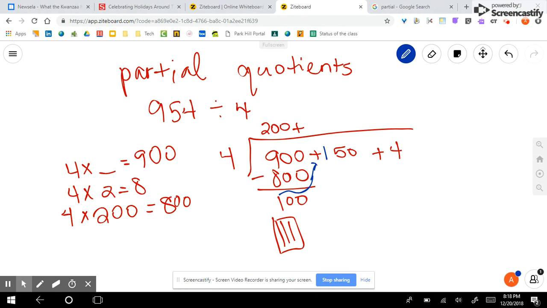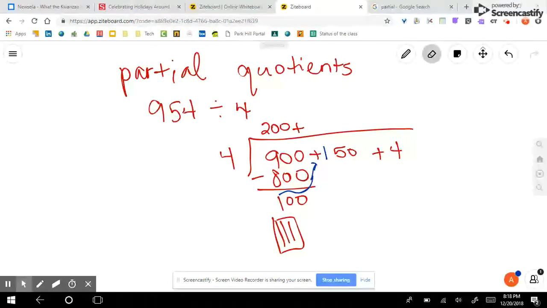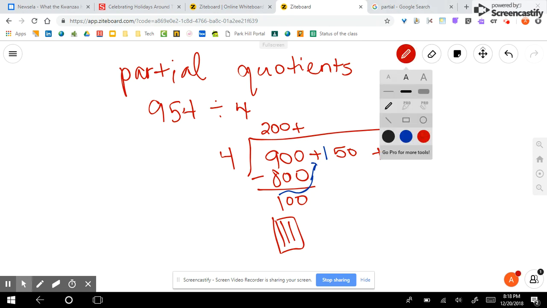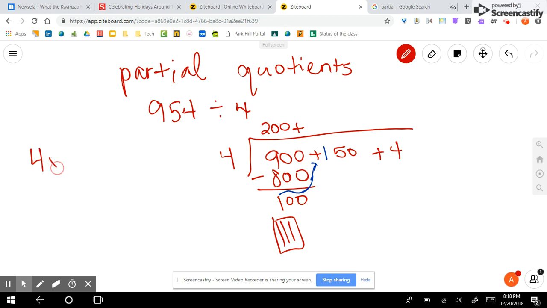So now I need to think, 4 times what gets me closest to 150? So I'm going to go through this process again. Let's erase. Let's give some more space for us to work here. So let's think. I'm going to cover up that 0 again and think, okay, 4 times what gets me closest to 15? Well, I know 4 times 3 equals 12. But I want to make sure I don't forget that we're really trying to get to 150. So since I had to add 1 zero on, that means I need to do 4 times 30. So 30 is now a partial quotient as well.